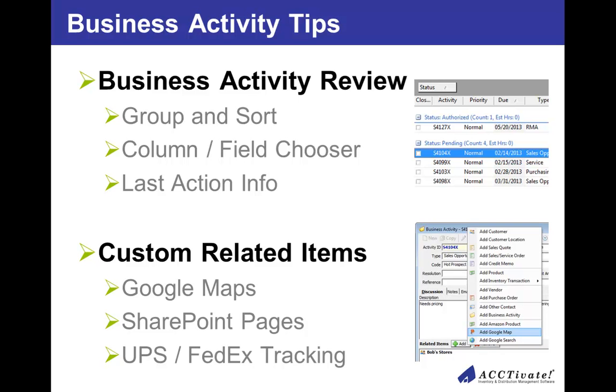And then one of the other hidden items on business activities is the ability to have custom related items. That allows you to take a service request or an RMA and link it to anything that has a URL or a folder. So for example, in our demo company, we have Google Maps and we also have Google Search and Amazon Product. And what that means is when you add the link, it'll prompt you for the address for a Google Map or the Amazon Product ID, the URL, and then it will show it in the related items list and allow other users to have a single click to actually open that information.